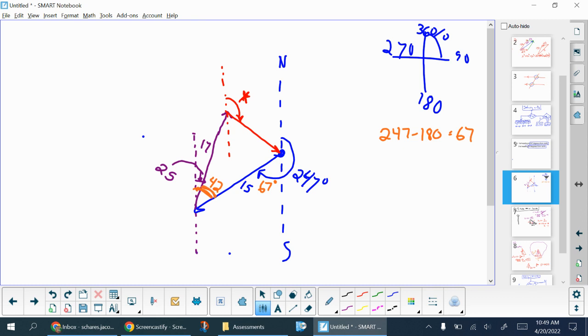Just this part. And now I've got enough that I can use the law of cosines to figure out what this side is, because I've got the two sides and the angle in between. So that would look like y squared equals 17 squared plus 15 squared minus 2 times 15 times 17 times cosine of 42. So I'll type all that into my calculator.